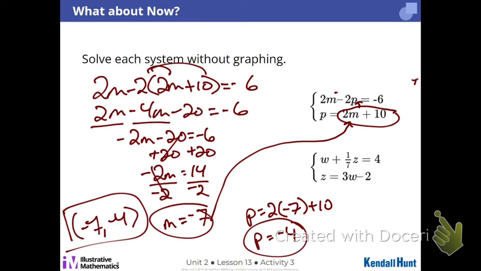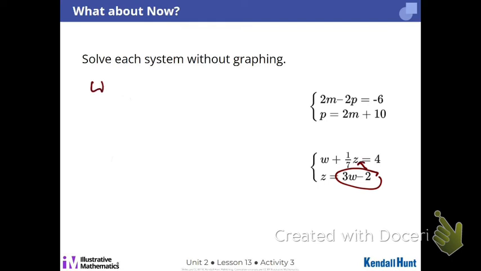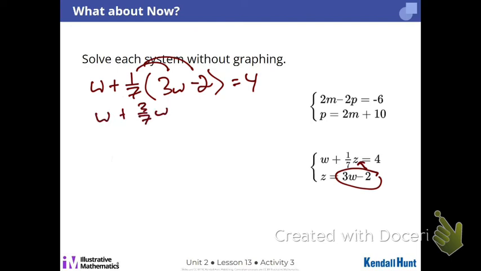The next one's actually really easy if you use fractions, like improper fractions and stuff. Okay? It's like no big deal. So let's do the second one. Do we know what z is or what w is? No. Z, kind of. Z is 3w minus 2, so that's going to go right there. So w plus 1/7 z, but z is 3w minus 2. That equals 4. So I'm going to distribute my 1/7 here. And I get w plus 3/7 w minus 2/7 equals 4.